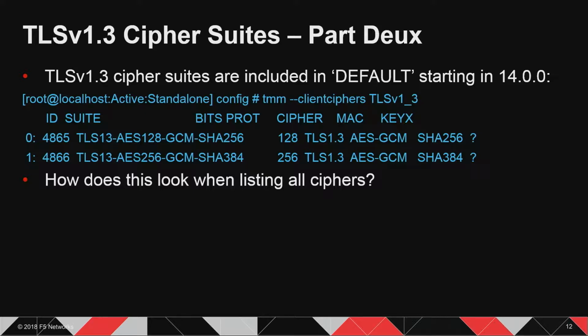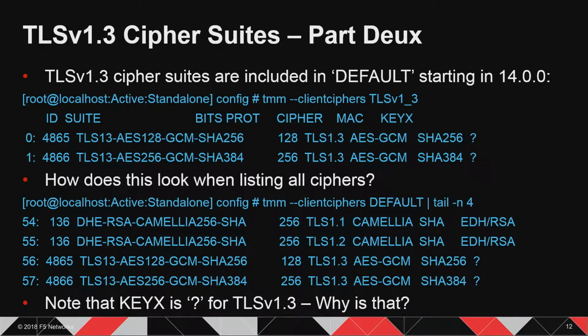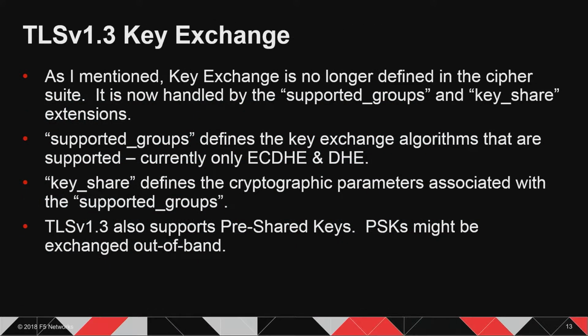So starting in 14, as I said, we have preliminary draft 26 support for TLS1.3. If you start looking at client ciphers, and it's only on the client side right now, if you just list the TLS1.3, you'll see that we currently support 2 ciphers under TLS1.3, because the list for TLS1.3 in total is much smaller. When you're looking at all the ciphers, they come up at the end of the list right now. And you'll see there's currently a question mark for the key exchange. As I said, that's because key exchange is defined independently of the cipher suite.